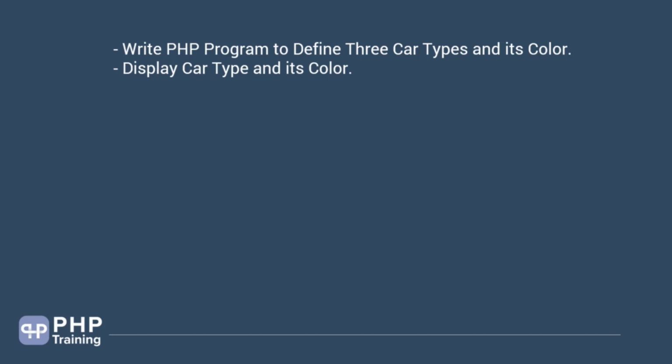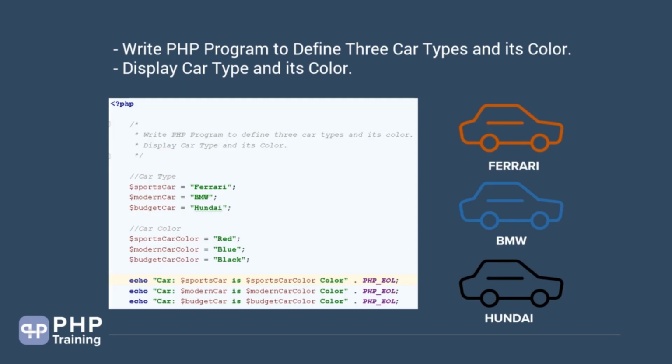So this is the program that you have to write in PHP, and whatever style that you know till now, without OOP, you might be defining 3 car variables and then define the car variable colors and then try to display them, right? And this is how you might be writing your program. On the right hand side you have, let's say, 3 cars, Ferrari, BMW and Hyundai. On the left hand side you have your PHP program. So in order to write a program to define 3 car types and their colors, you will define 3 variables of car type, you will define 3 variables for car color, you will assign the values and then you display them.